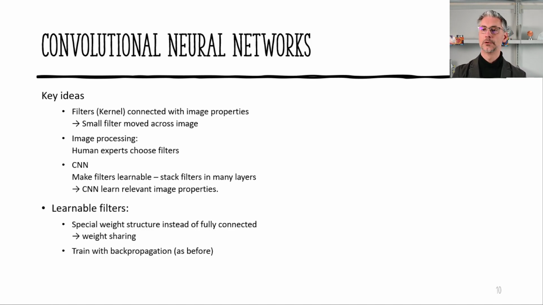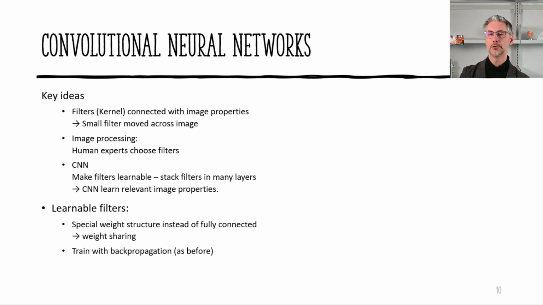Now we can move to convolutional neural networks. The key idea is that we have these filters, and this is where the convolution part comes in, and they are connected with image properties. For example, we have seen that the Gaussian filter is associated with blurring and the Sobel filter is associated with edge detection, right? So in image processing, if you do it in Photoshop, you go one way. You have the image, you choose a filter, and you apply the filter to the image and observe the effect.